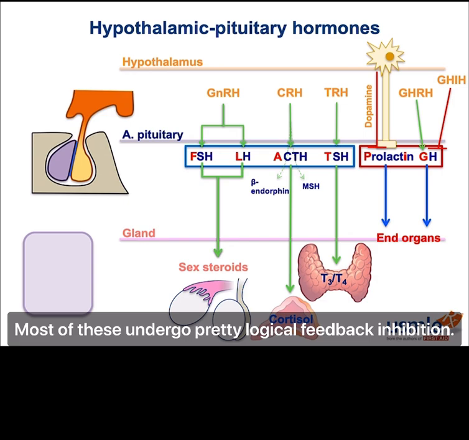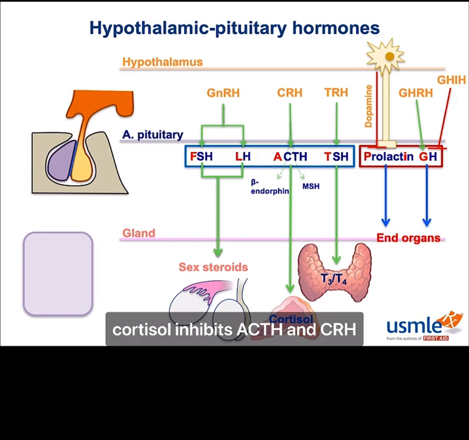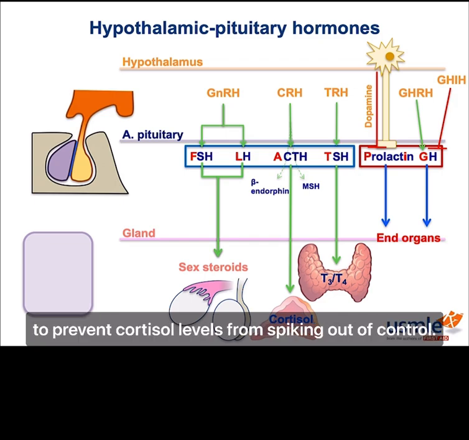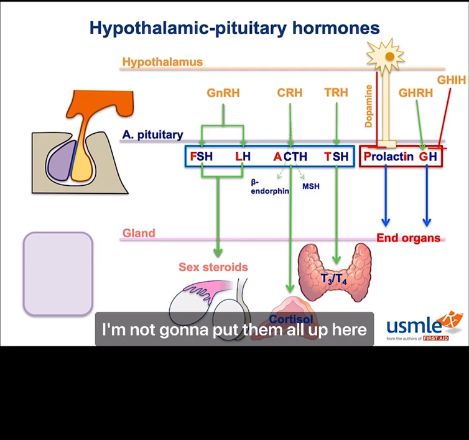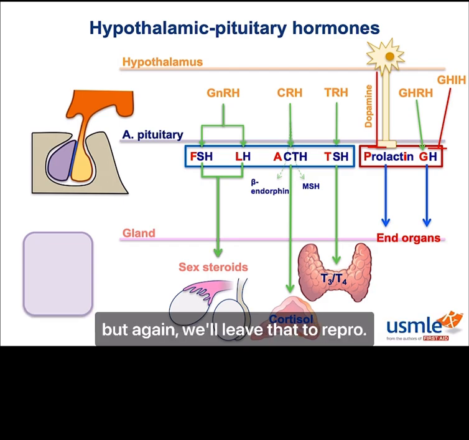Most of these undergo pretty logical feedback inhibition. For example, when cortisol levels get too high, cortisol inhibits ACTH and CRH to prevent cortisol levels from spiking out of control. I'm not going to put them all up here because that would clutter up the diagram, but it's mostly intuitive. That isn't quite the case for sex hormones, which gets a little complicated, especially in females, but again, we'll leave that to repro.